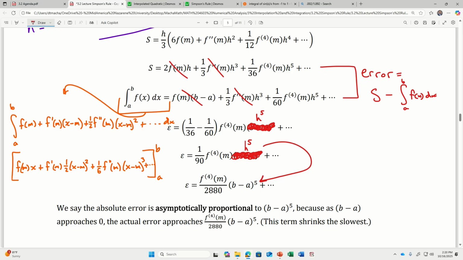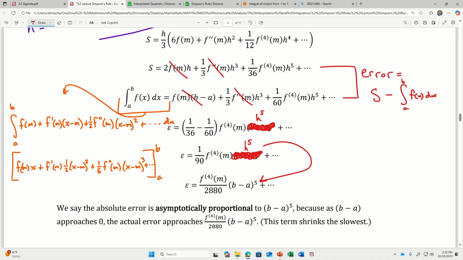b minus a is the total width of my interval. h is only half of that. So if I want to blow this up from h to the 5th power to b minus a to the 5th power, that's like multiplying by 32. This is 32 times larger than that. So I need to also divide by 32 to keep everything balanced. And 90 times 32 is 2,880.